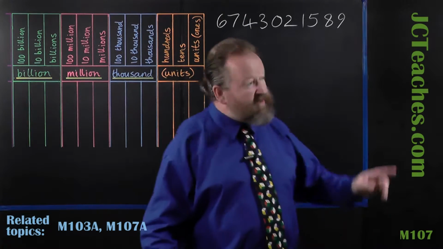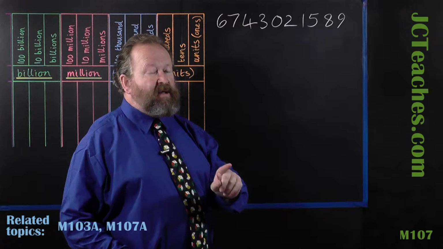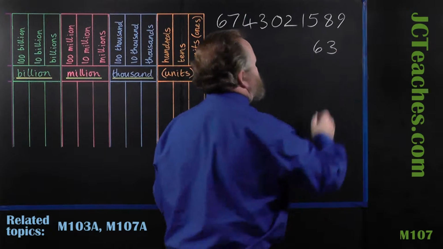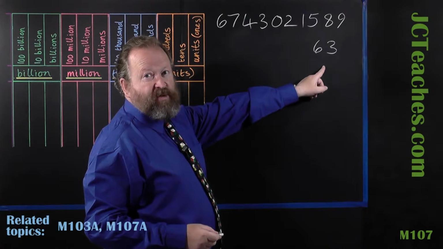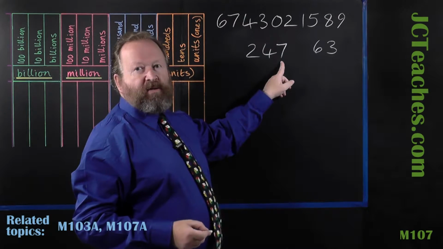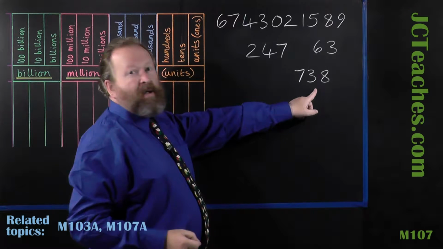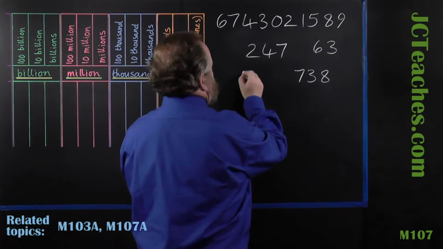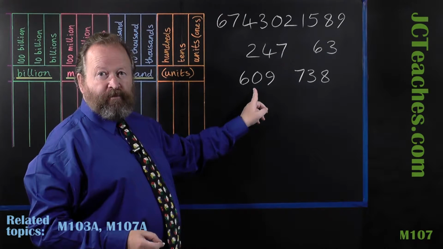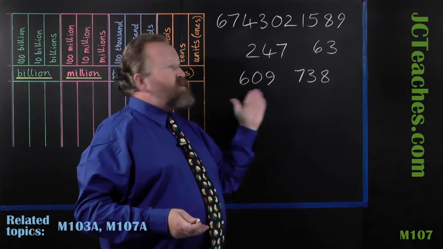So, this number, I'm assuming you're not too sure how to read that number. But I suspect if I were to give you some smaller numbers, you'd be okay. For instance, you can probably read that one, 63. How about this one? 247, right? 738. 609. Hopefully that wasn't too much of an issue. You can read 2- and 3-digit numbers quite easily.